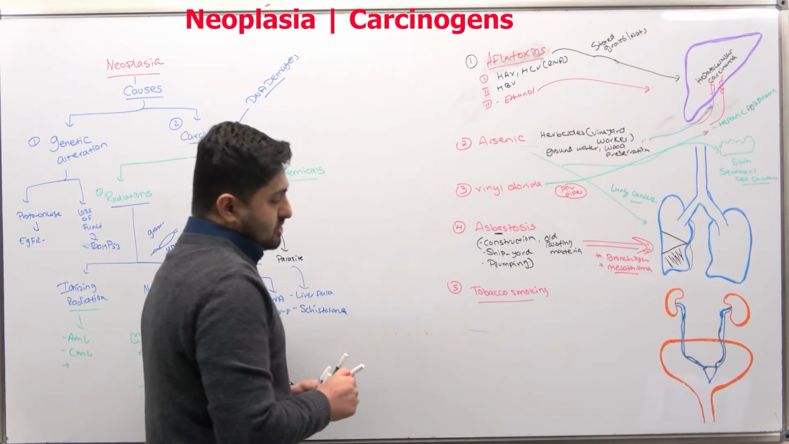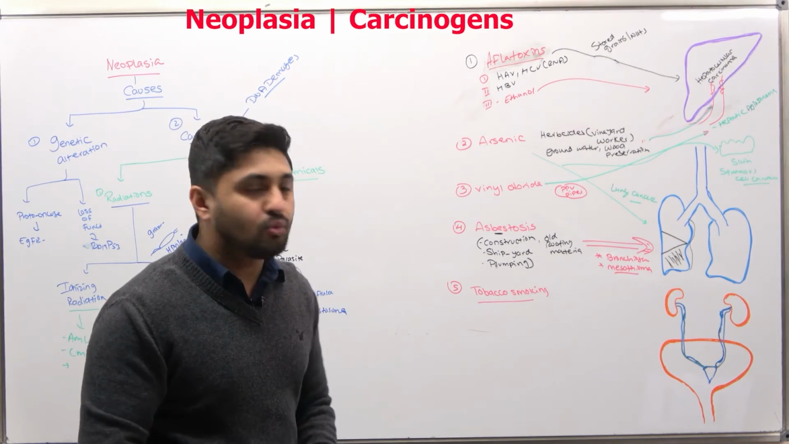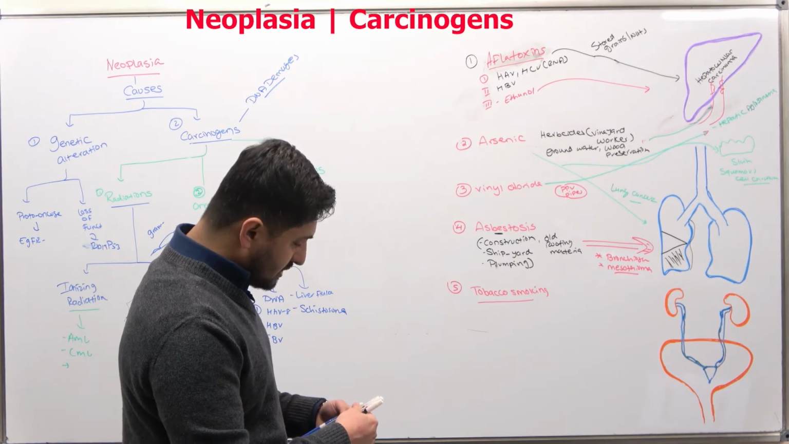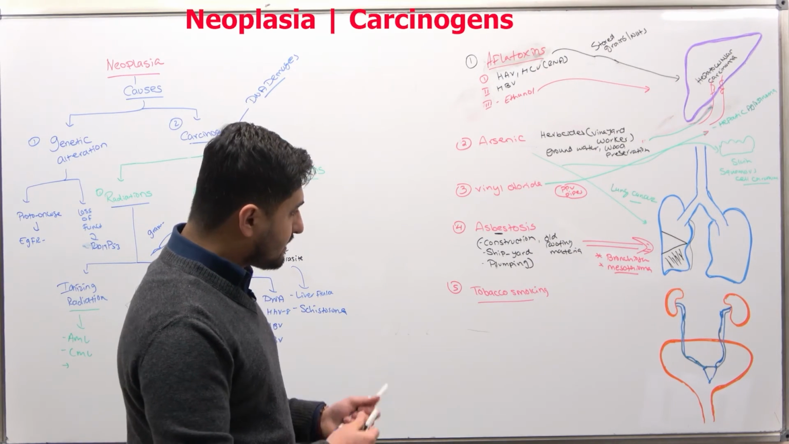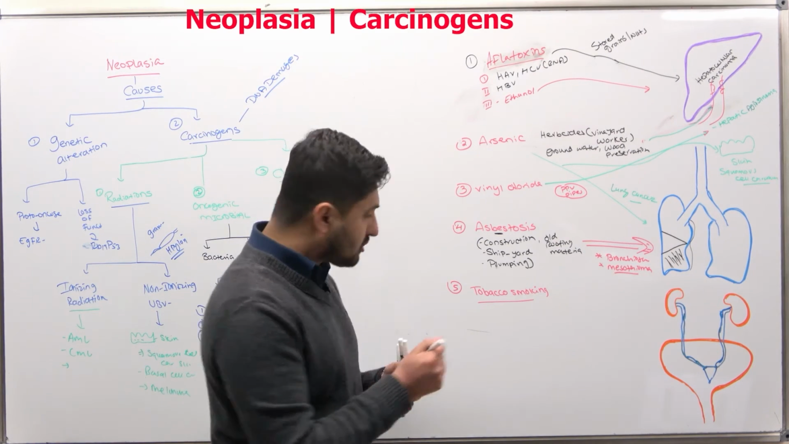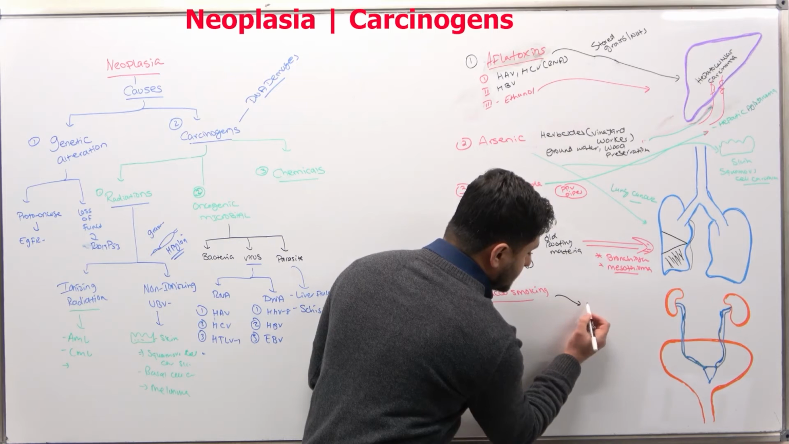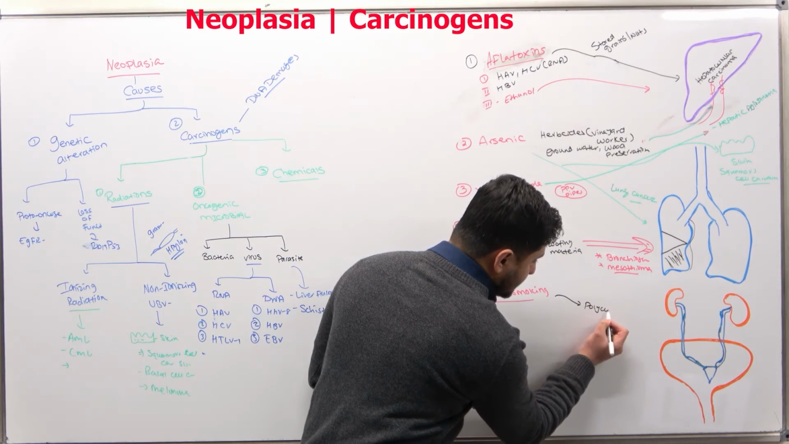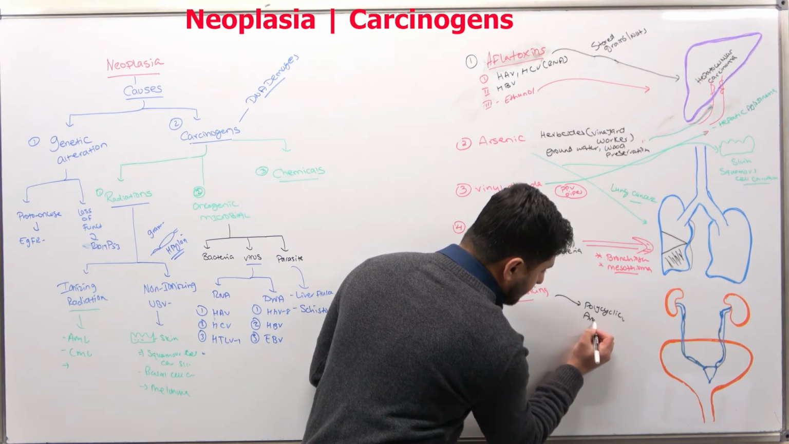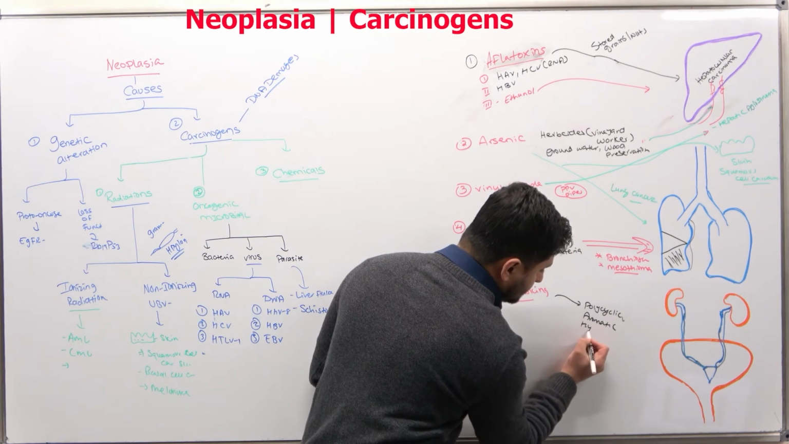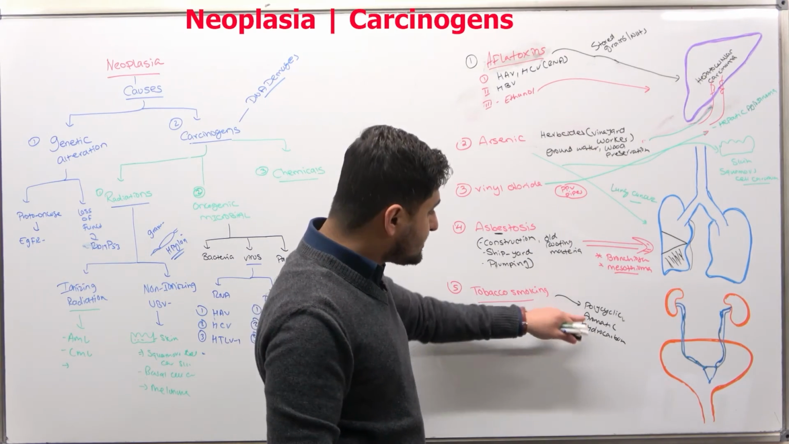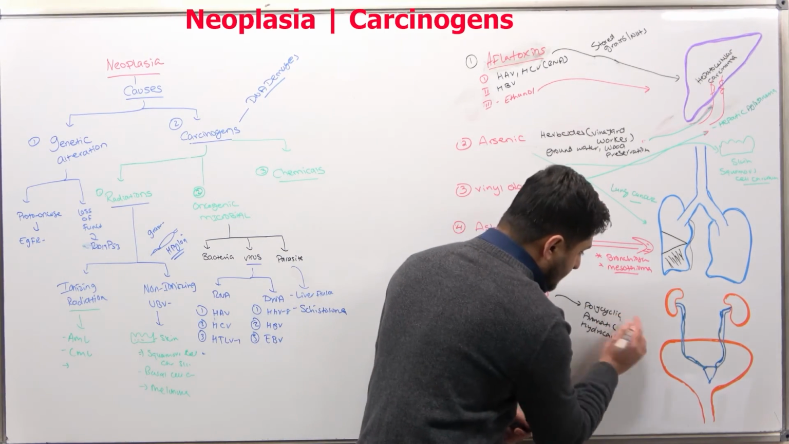Now, what can tobacco smoking lead to? One more thing you have to remember is that whenever you smoke tobacco, it produces products. What is that product called? It usually produces polycyclic aromatic hydrocarbons. These can lead to damage to different organs.